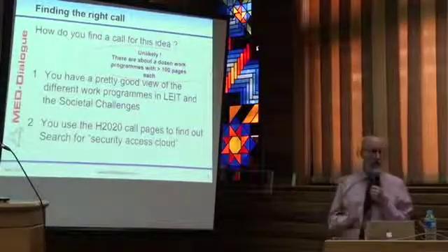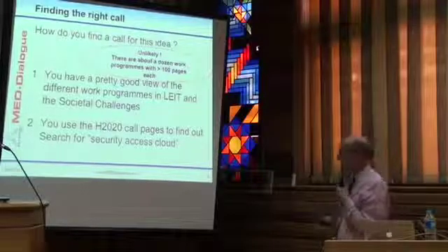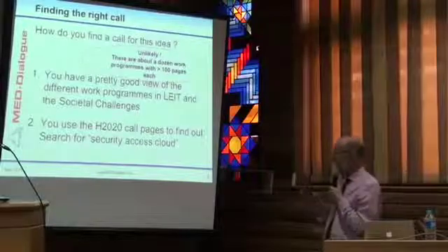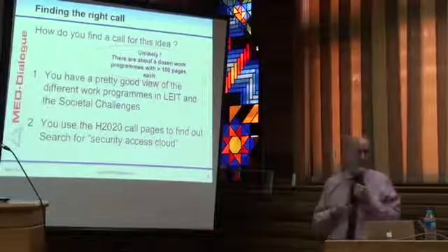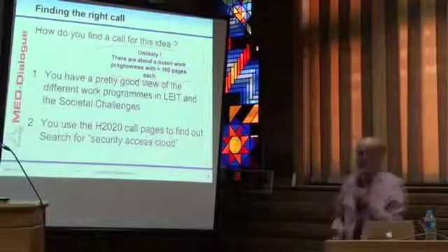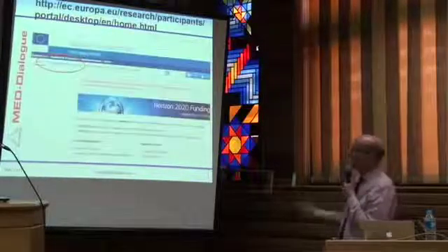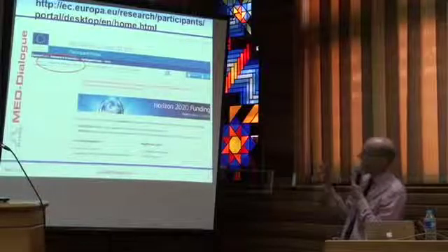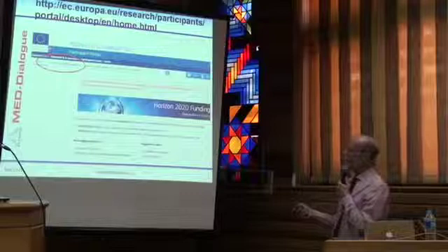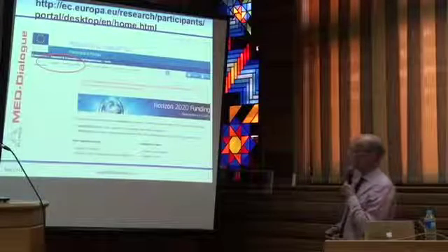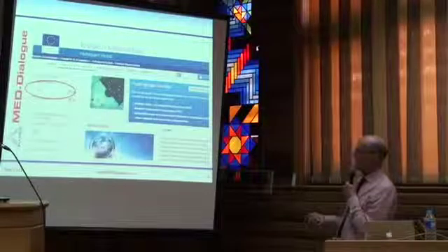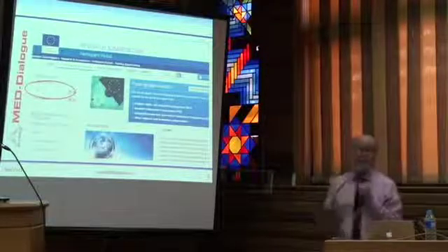So what I do, I use the Horizon 2020 call pages, the participant portal, you've seen the link several times, and I search. There is a pre-text search, and maybe I use keywords like security, access, cloud, whatever. Now, how do I do this? I go to this participant portal, and there you find one of the links here is called funding opportunities. So, if I go on that one, I find the next one, calls. I'm interested in calls.